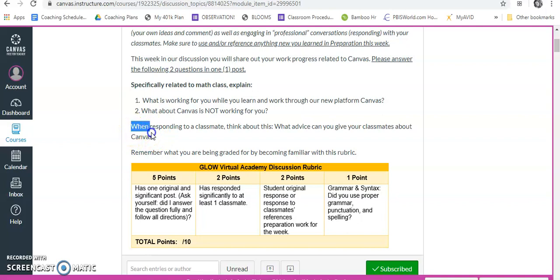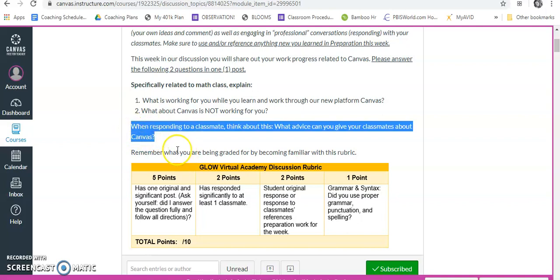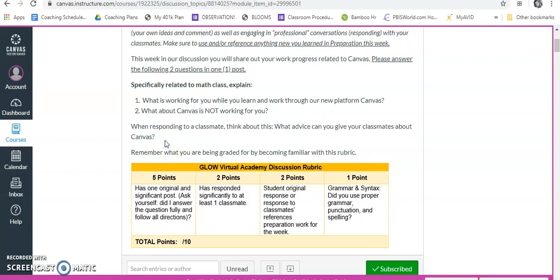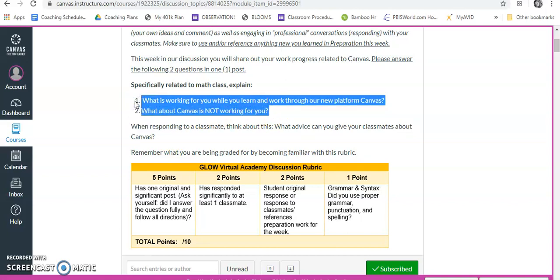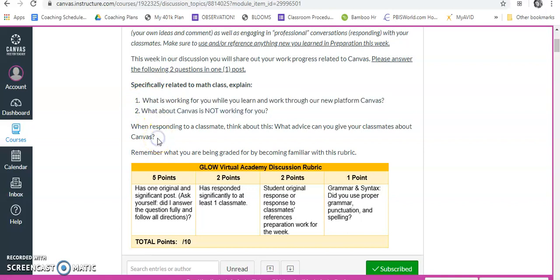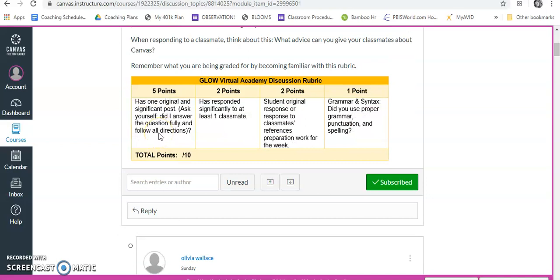Then we have a second part. When responding to a classmate, think about this: what advice can you give your classmates about Canvas? So I have 2 things to do. I need to submit a discussion response which answers these 2 questions, and I also need to respond to a classmate with some advice. Now that we know what we need to write about, we're going to take a look at the discussion rubric.